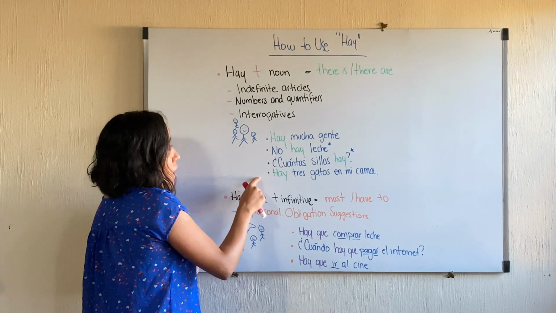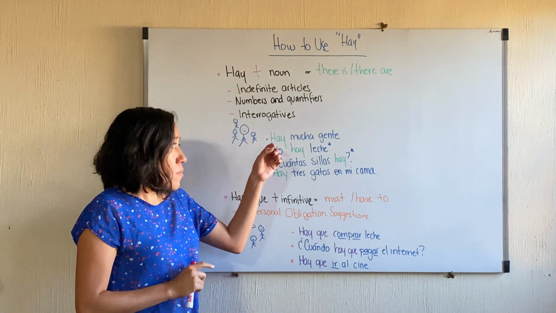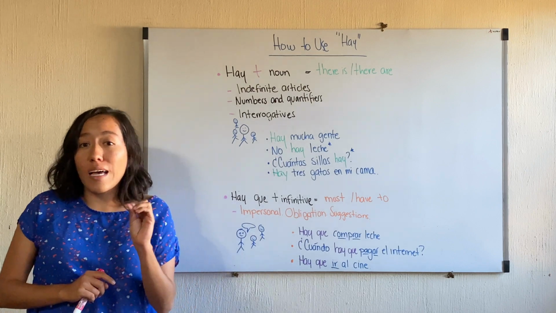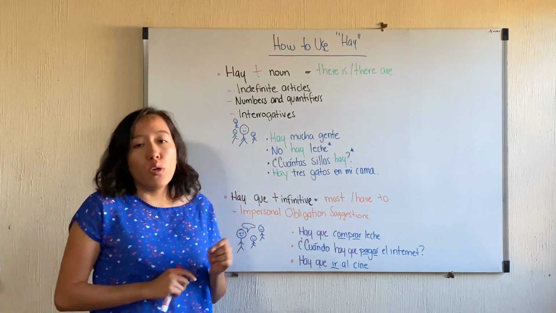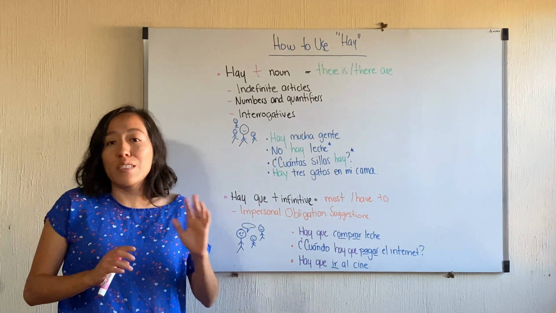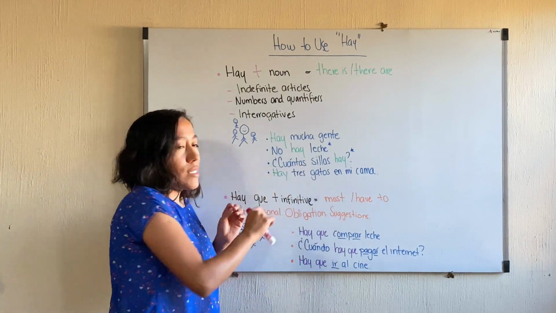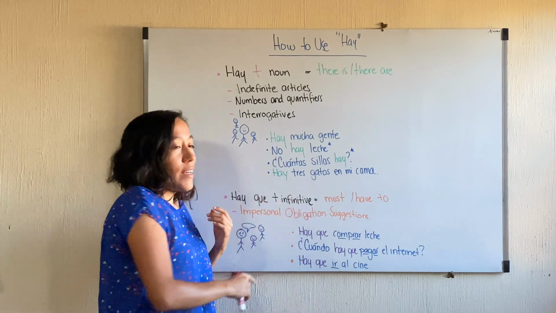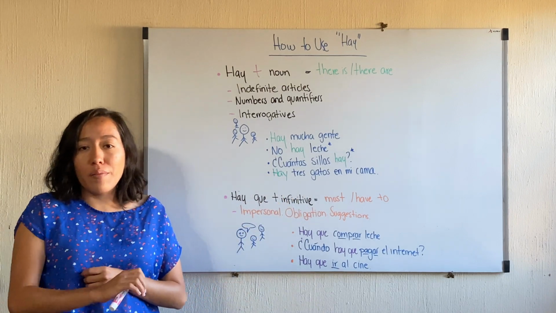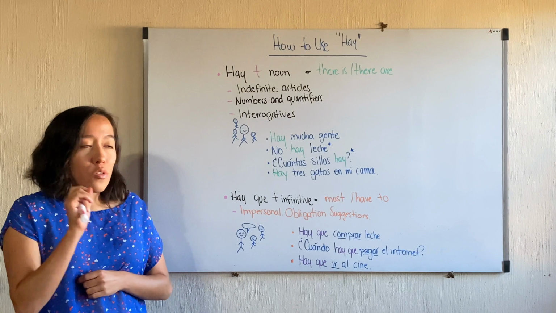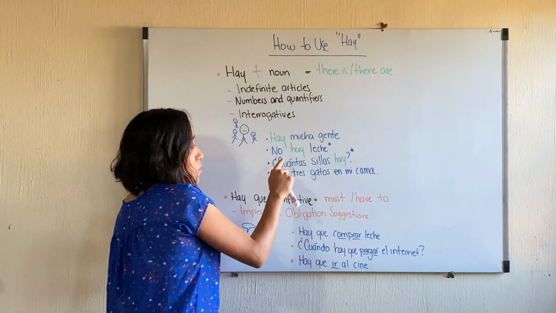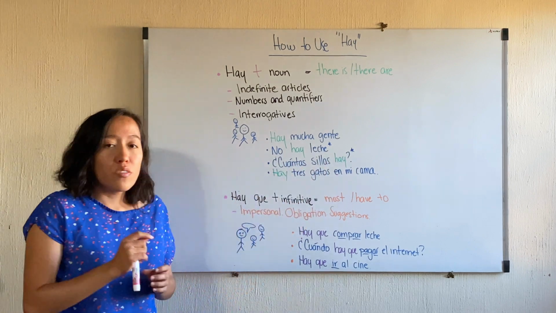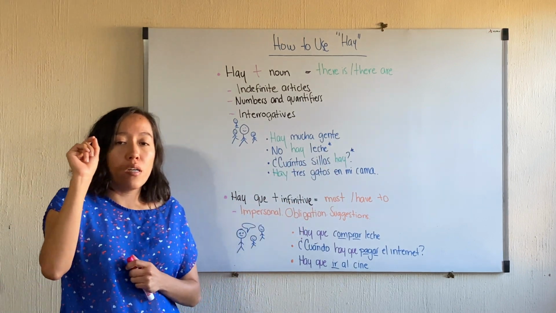So over here, I have some examples. Hay mucha gente. There is a lot of people. No hay leche. There is no milk. ¿Cuántas sillas hay? How many chairs are there? Hay tres gatos en mi cama. There are 3 cats on my bed. And if you pay attention to examples 2 and 3, you're going to see that I put a little mark over there.